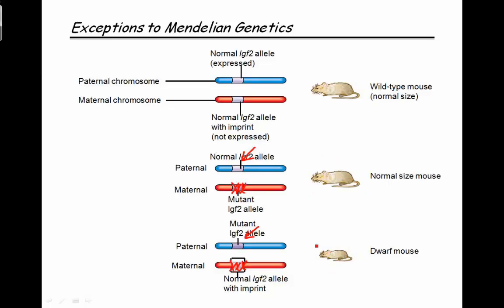For this mouse down here, it's working off of the mutant copy, and now it is dwarfed. This involves chemical modifications on top of the DNA. So the DNA sequence is the same, but we're adding extra chemical groups on top of it that prevent the cell from really utilizing that particular section of the DNA on, say, the mother's chromosome. In this example, it is the mother's chromosome that's being imprinted.